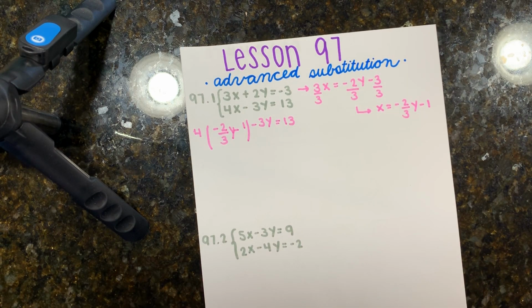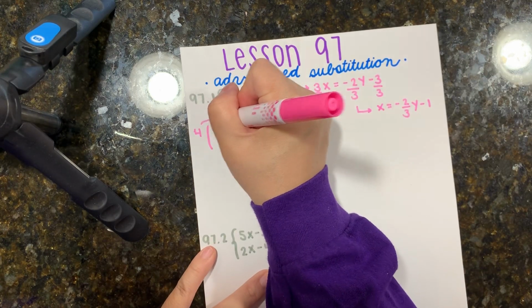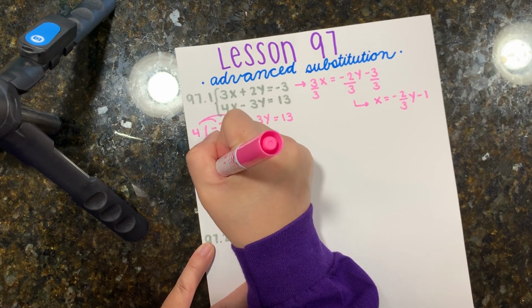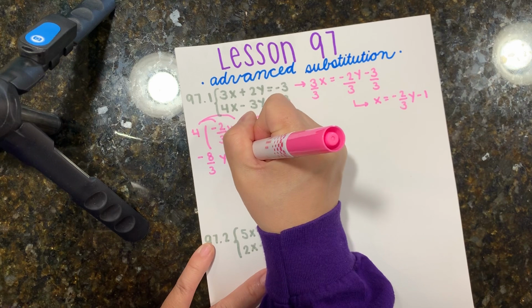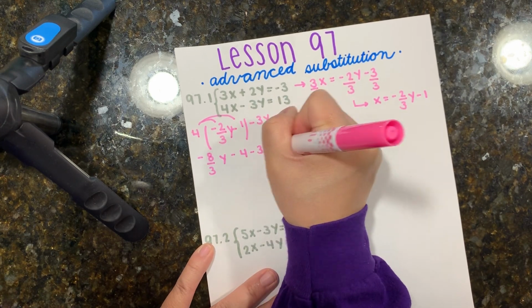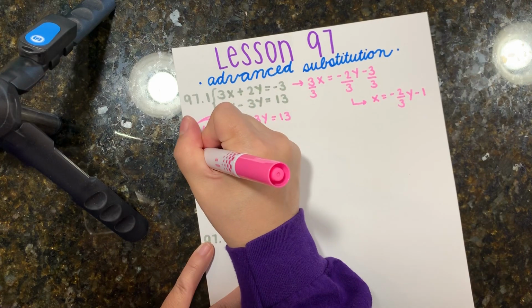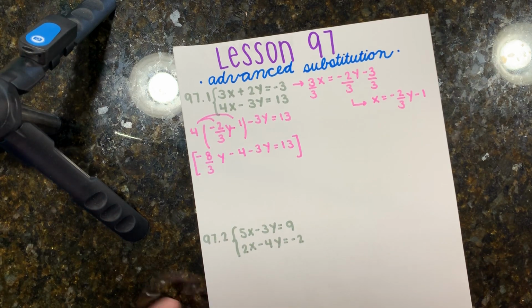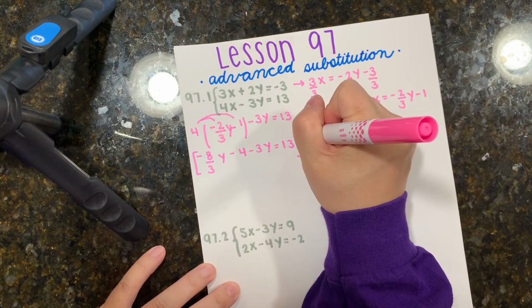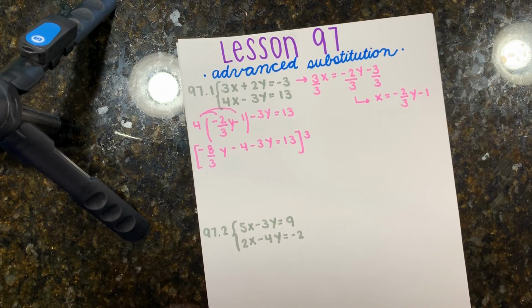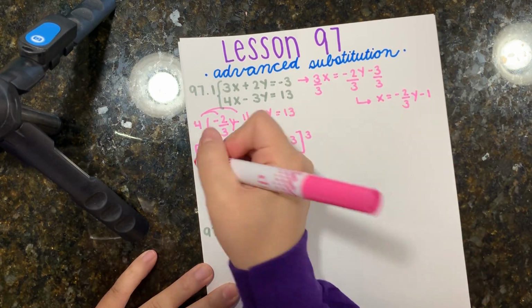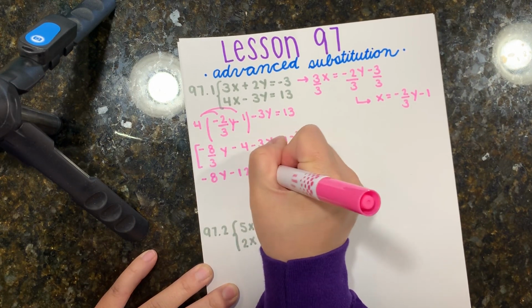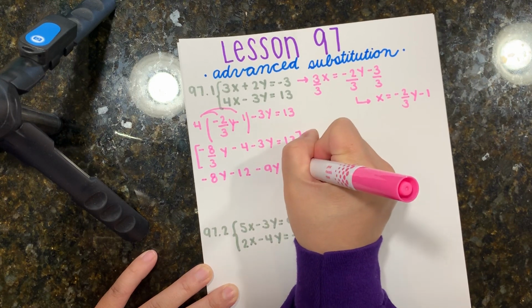So what we could do is start by distributing, and that would give me negative 8/3 y minus 4 minus 3y equals 13. But so that we don't have to deal with a fraction, we can multiply this entire equation by 3, and that's the denominator right there. When we do that, this becomes negative 8y, this becomes negative 12, and this would be negative 9y equals 39.